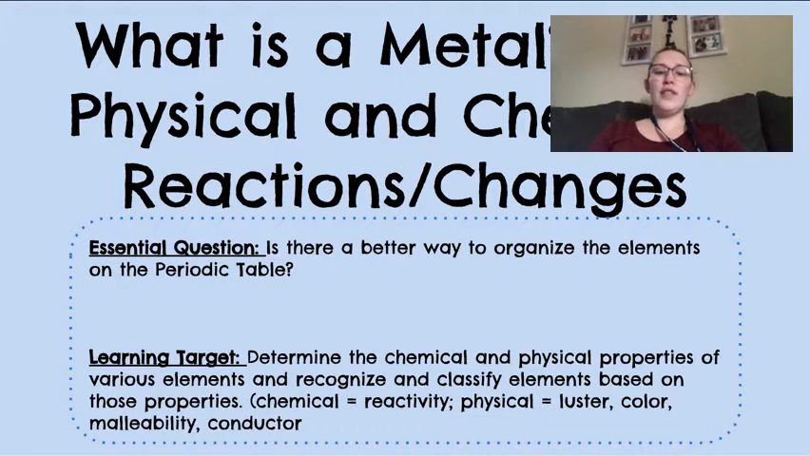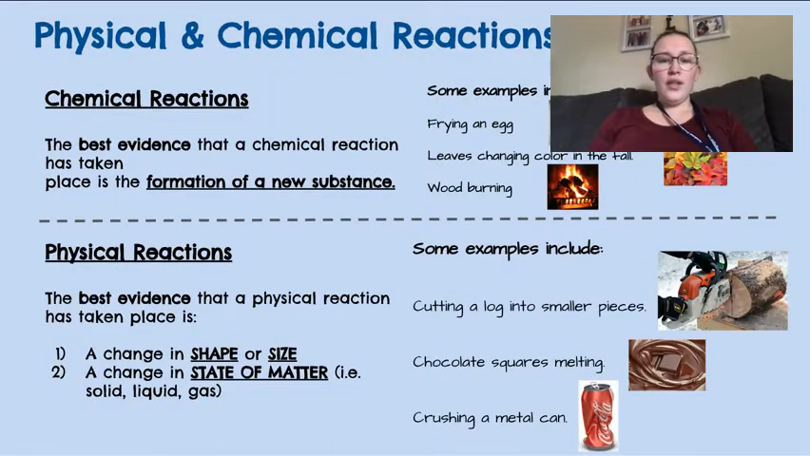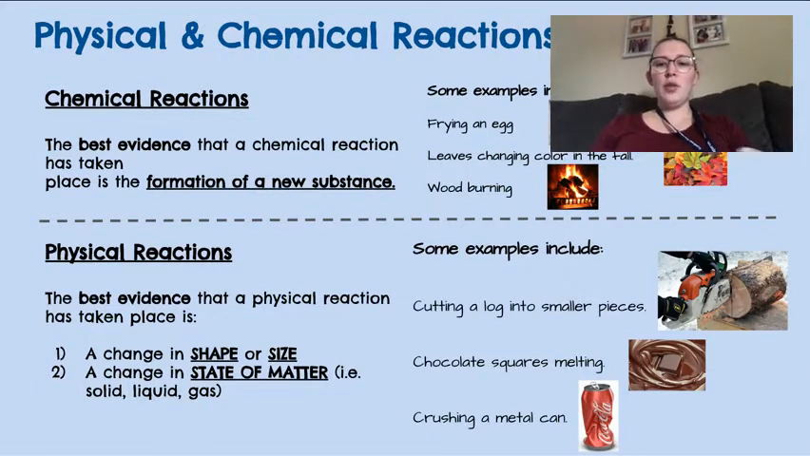So moving on, physical and chemical changes. I say chemical reactions are basically a formation of a new substance. That is the best evidence that a chemical reaction has occurred, okay? Some examples you may know are frying an egg, or the leaves changing color in the fall, or wood burning. Another example that's a really good chemical reaction is baking a cake. And we'll get into that in a minute.